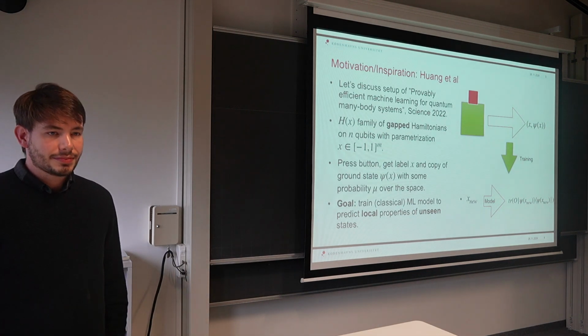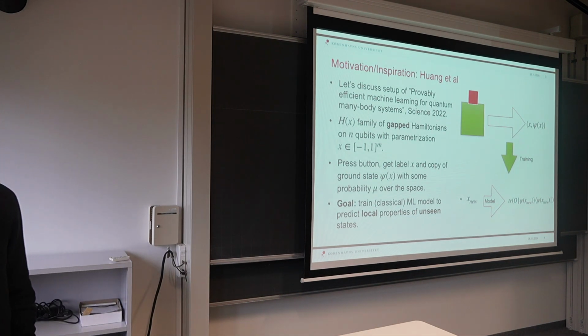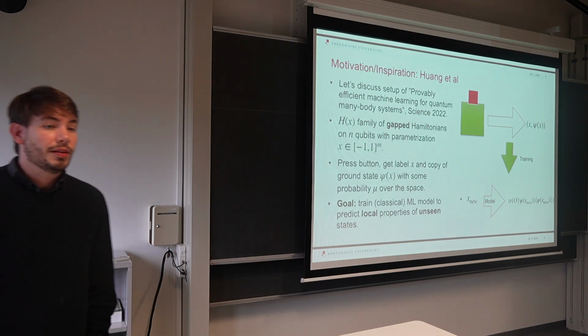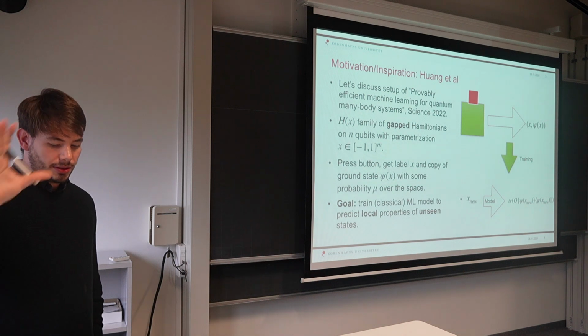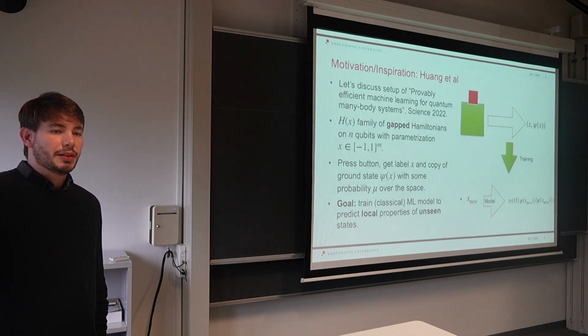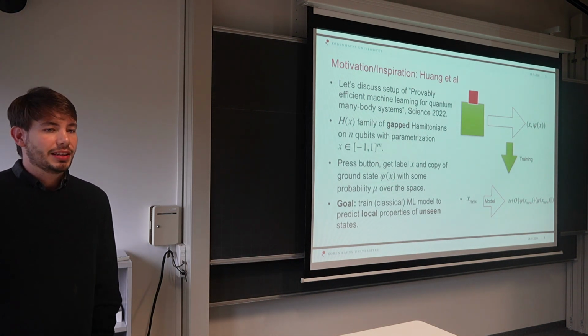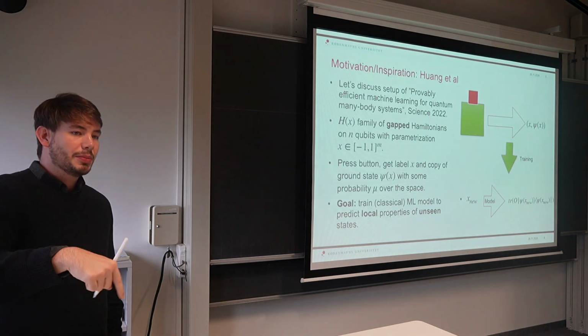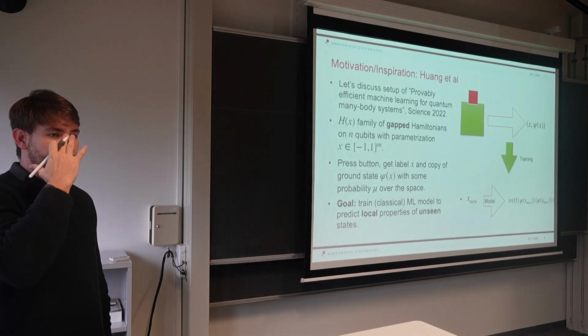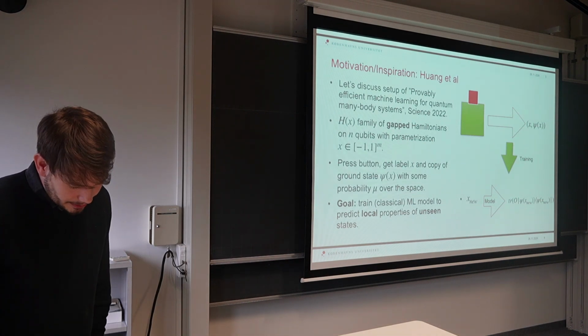Can I have one question? So once you get the state, you cannot measure many times to determine the state. Very, very good point. Yes. So once you press the button, you get X and psi of X. You measure it once, and it's gone. And every time you press the button, you get another random X.